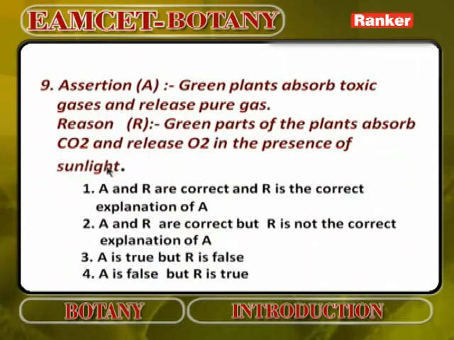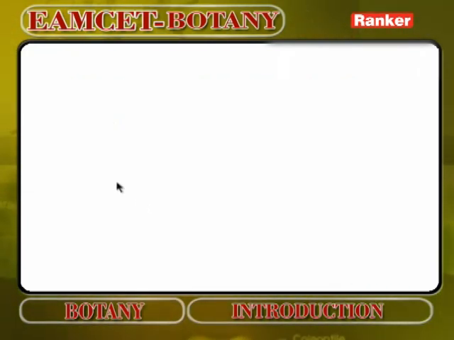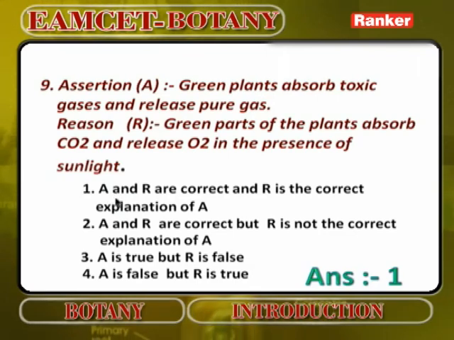Next. Assertion: green plants absorb toxic gases and release pure gas. Reason: green parts of the plant absorb carbon dioxide. The answer is the first option, because A and R are correct and R is the correct explanation of A.